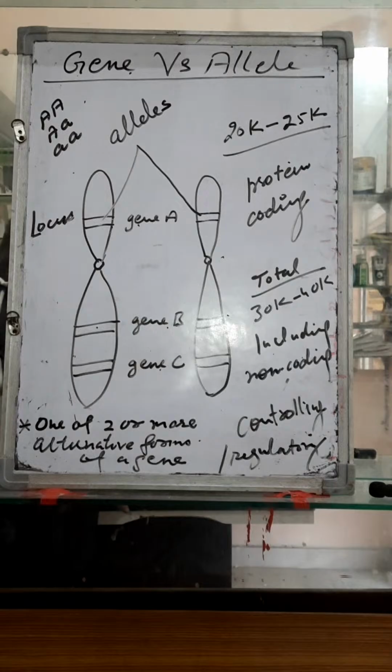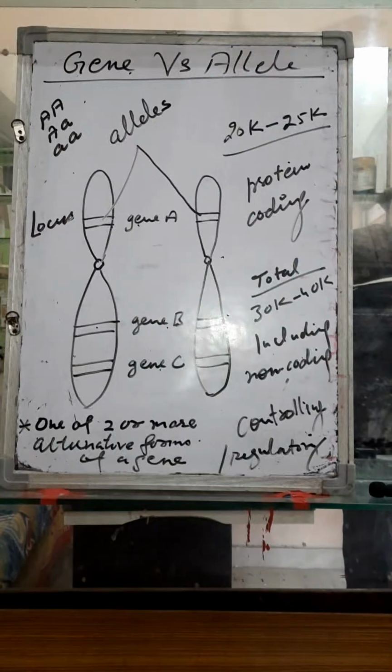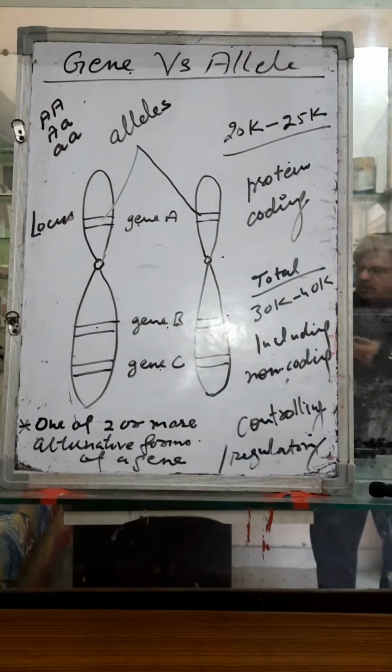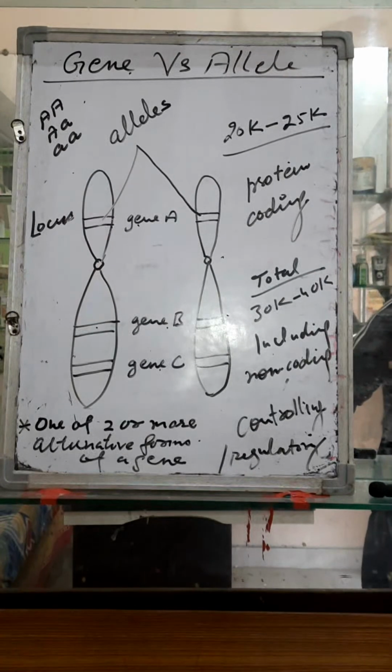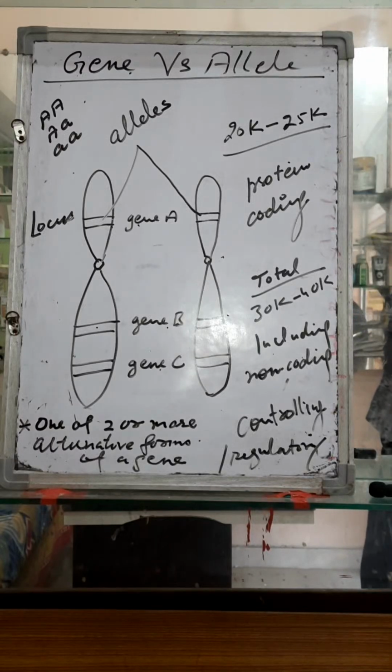So, a gene is a specific segment of DNA present in the chromosome which is responsible for a particular character, or we can say trait, in the individual. For example, for eye color, there are multiple genes. For each character, there may be multiple genes.